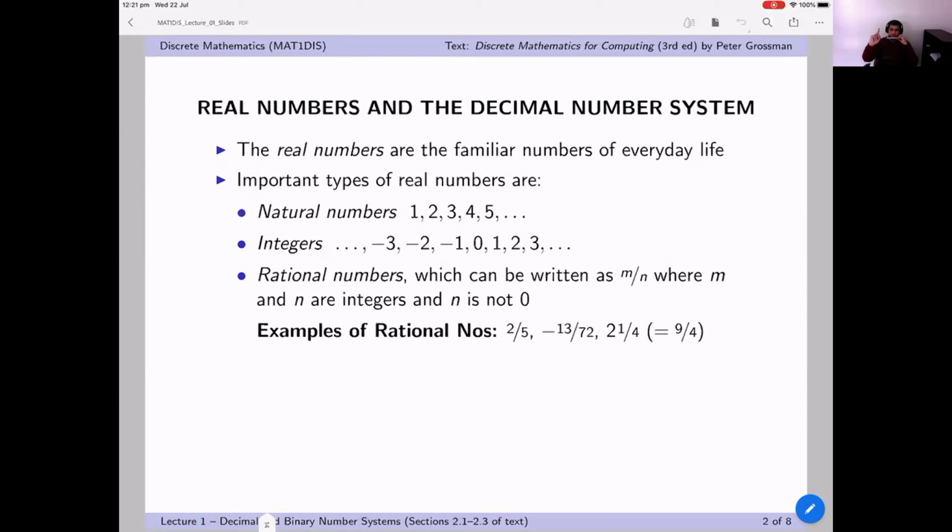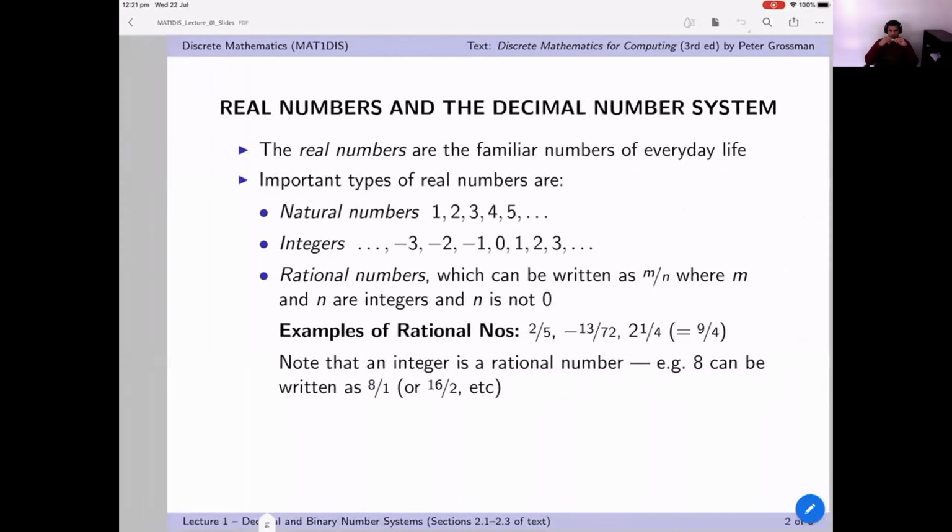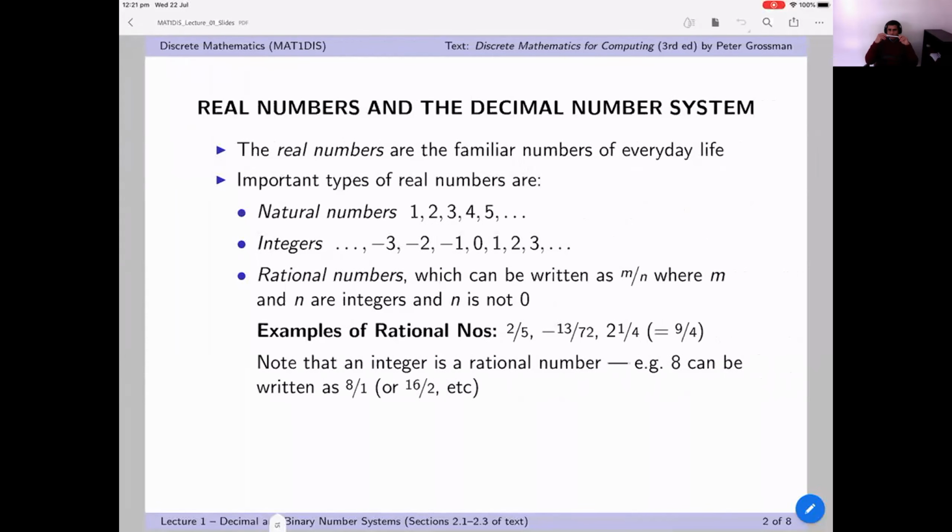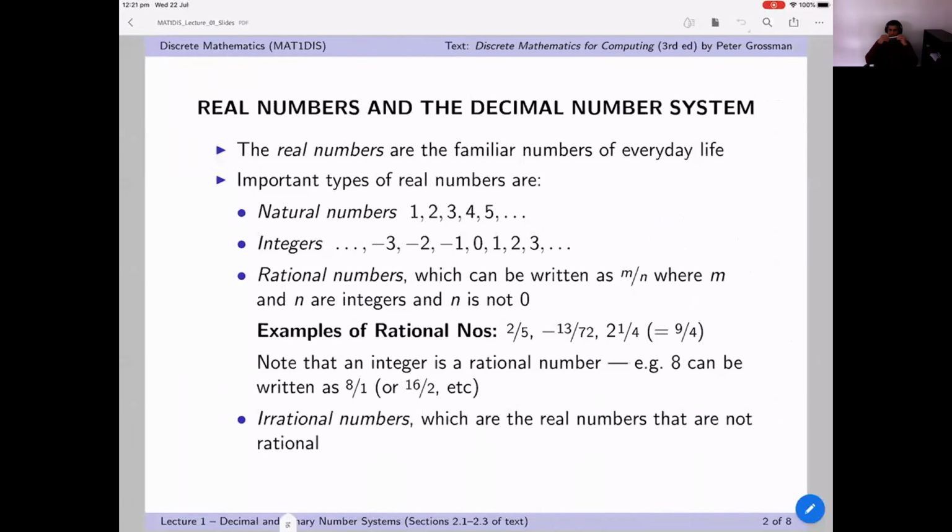Hang in there, I will ask slightly more questions. Note that these integers are also rational numbers, because you can write negative 3 divided by 1, for example, or negative 6 divided by 2 to make it negative 3. So all of those integers are rational numbers, natural numbers are rational numbers, and all that. And numbers which are not rational are called irrational numbers.